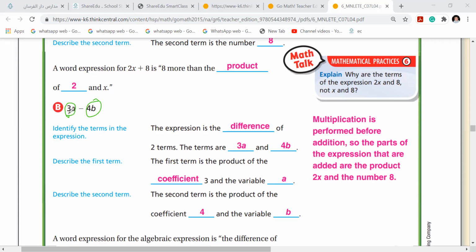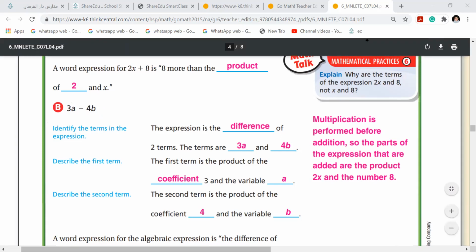3 is the coefficient, a is the variable. And 4 is the coefficient, and b is the variable. And here is minus, not plus. Difference, minus, correct? And the whole expression is the difference between two terms.